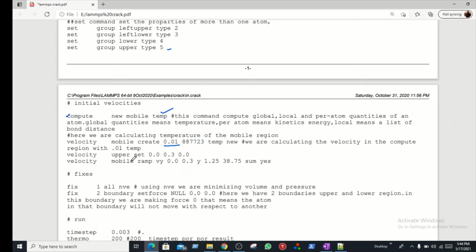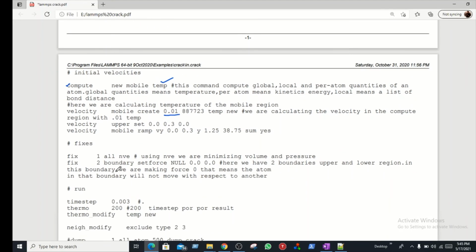And velocity set upper 0 0.3 0, that means in the upper region we are setting a velocity 0.3 in the y axis, and velocity mobile ramp vy, x in limit is 0 to 0.3, and the limit of y is 1.25 to 38.75.